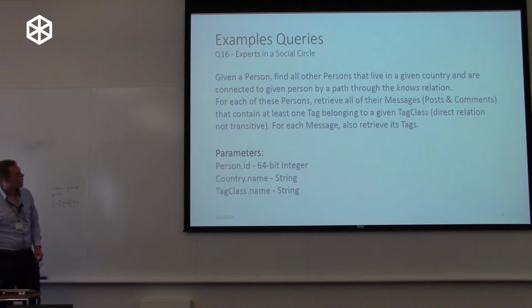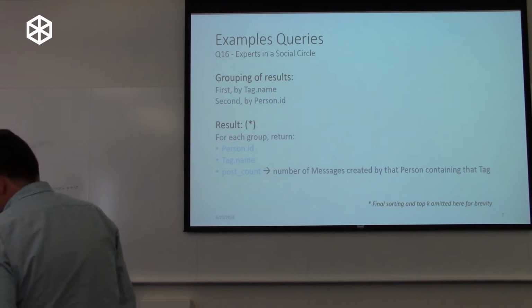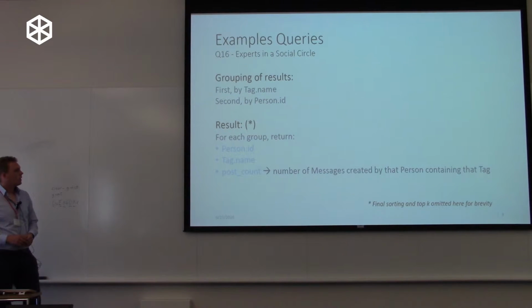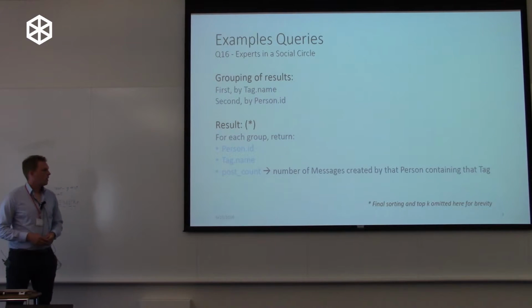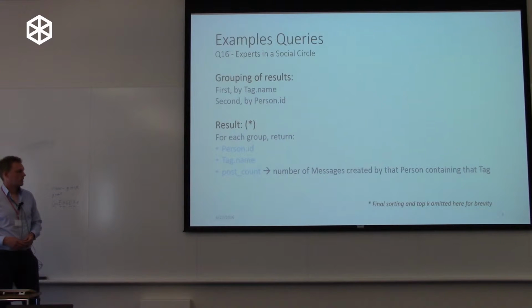For this example query, the output is that we return for each group, where the grouping criterion is first the tag name, where the tag name can be a child of the given tag class, and then second the person ID, and then we aggregate over the number of elements in each group.